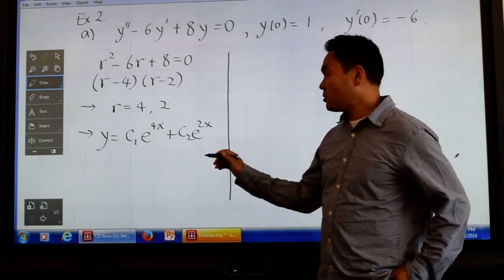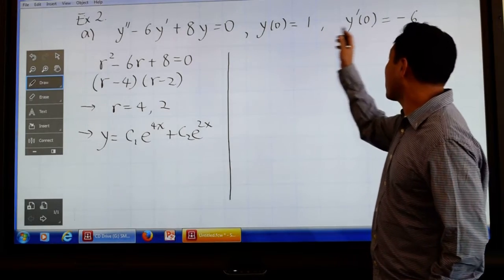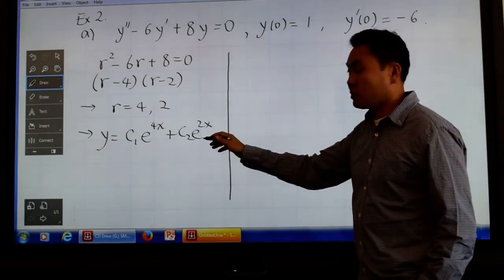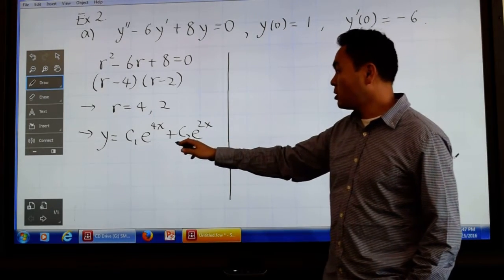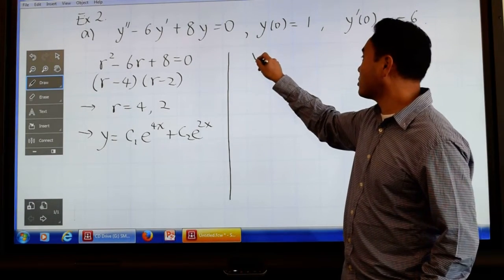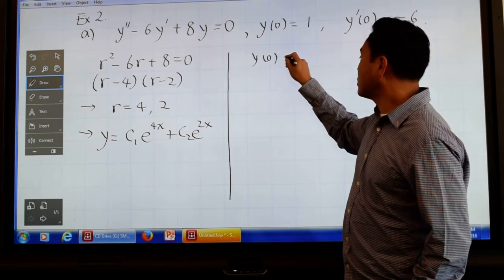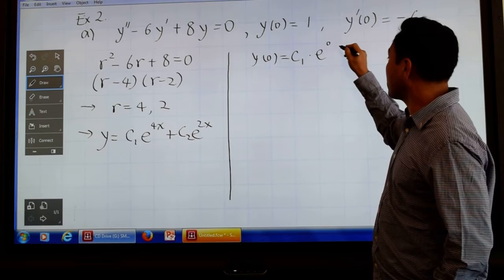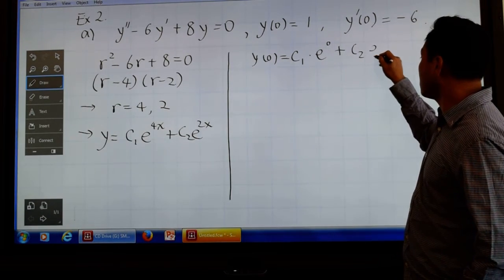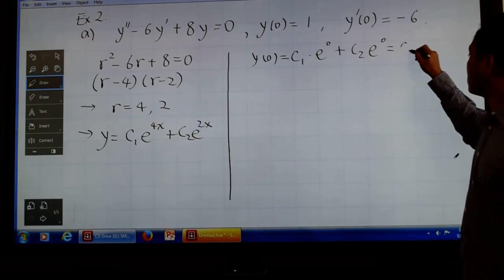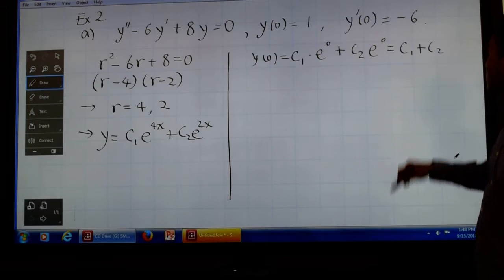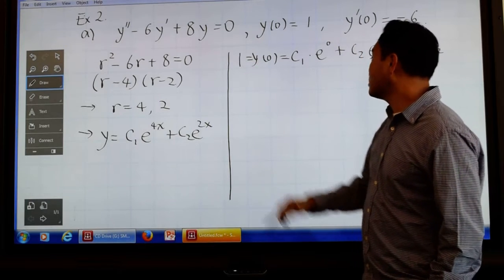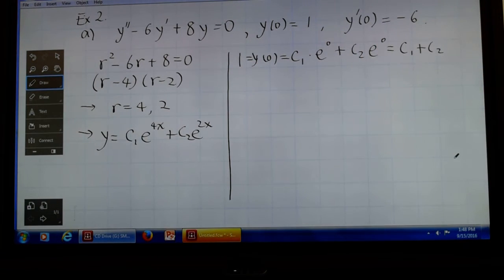Now, for the particular solution that satisfies these two initial conditions, you just have to plug in to make sure that it satisfies. So, first of all, from here, what is y of 0? y of 0 is c1 times e to the 0th power plus c2 times e to the 0th power, which is c1 plus c2. And because it says here it's equal to 1, c1 plus c2 must be 1.